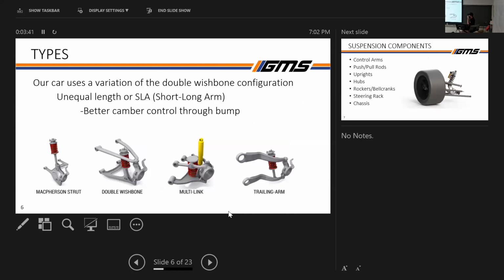All right, so just some basic types of suspension at the bottom there. Our car uses a form of the double wishbone suspension. If you've seen the car, it looks the most like that. It uses a version called the SLA, which is short long arm. It just means the control arm lengths are different. We do that to help control camber through bump. Camber, if you're unaware, is, if you're looking straight at the car, the tilt of the tire this way or that way. Camber changes with vertical movement of the suspension, so what that means is we can control the camber better when the suspension moves up or down.